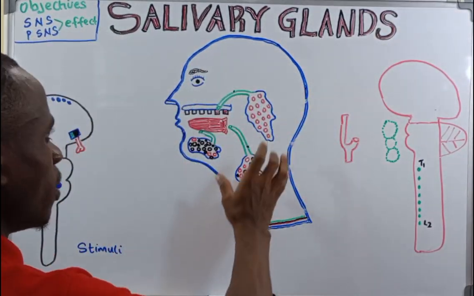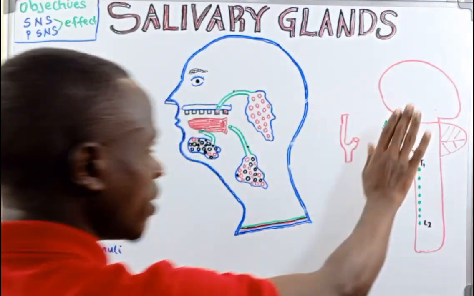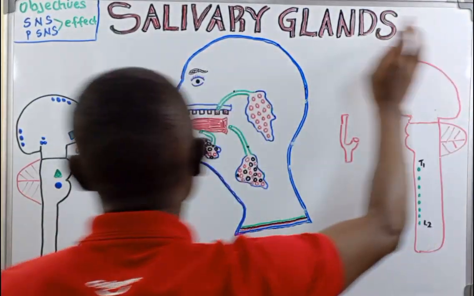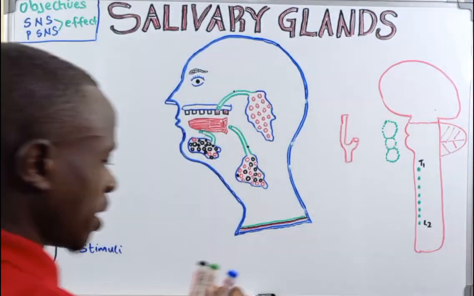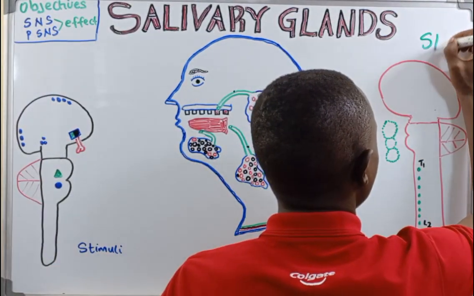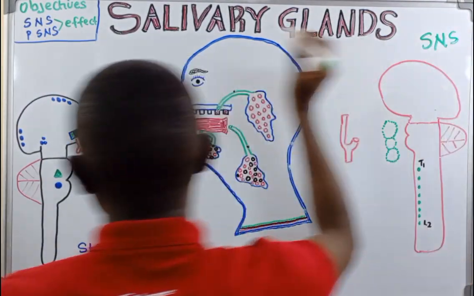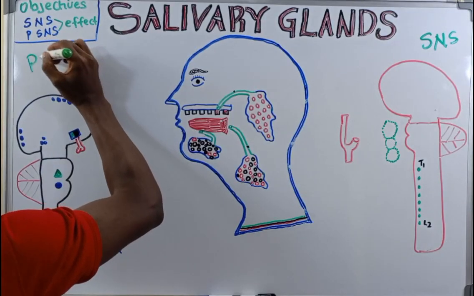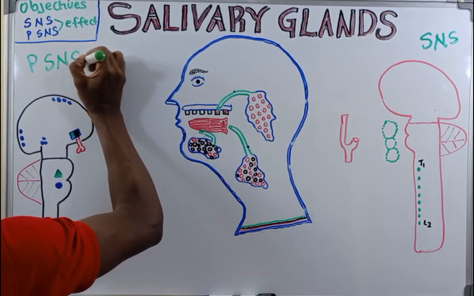So now we are going to be having this side being for the sympathetic nervous system and this side going to be for the parasympathetic nervous system.